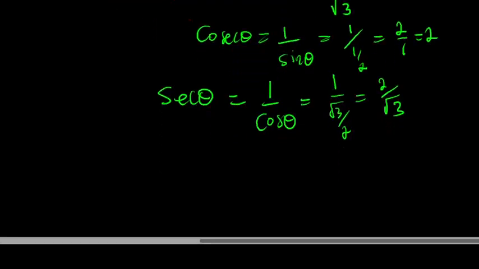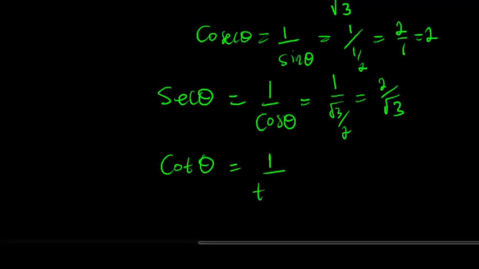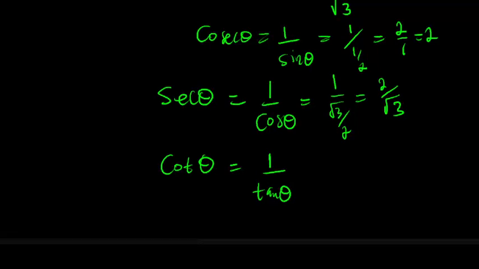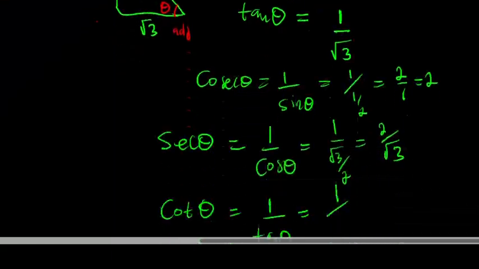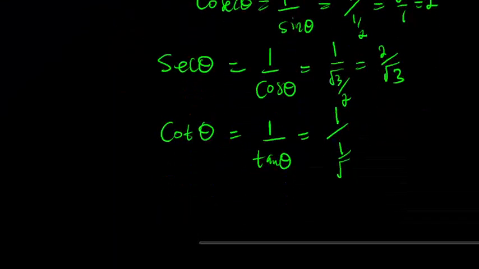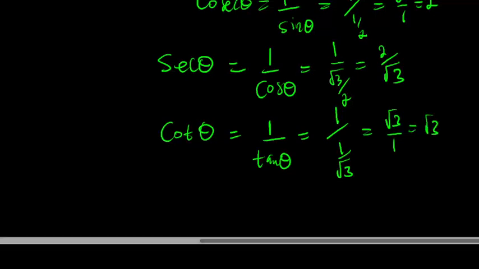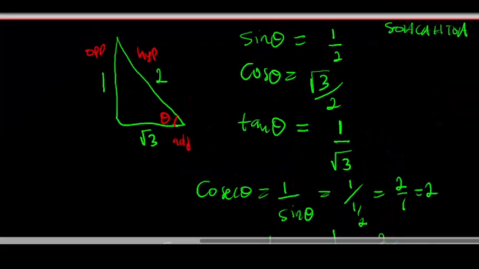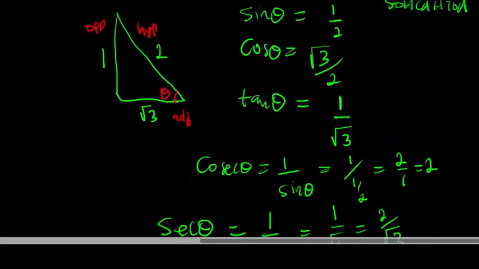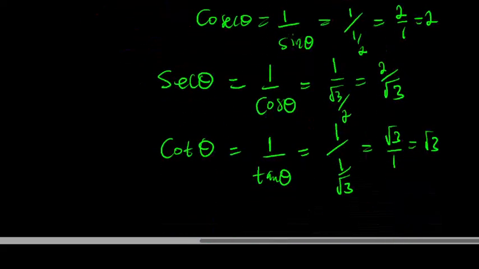Moving on, cot theta as well. We have 1 over tan theta, and 1 over tan theta is the same thing as 1 over, what's tan theta? Tan theta is 1 over root 3. 1 over root 3, and that is root 3 over 1, which is root 3. You can see that from just one sin theta given to us, we're able to find cos theta, tan theta, cosec theta, sec theta, cot theta.